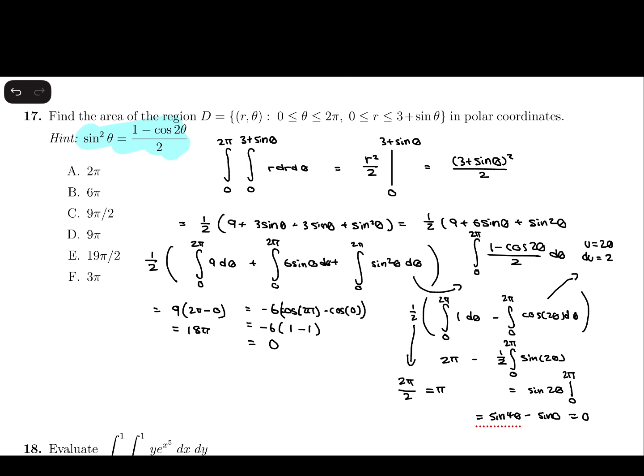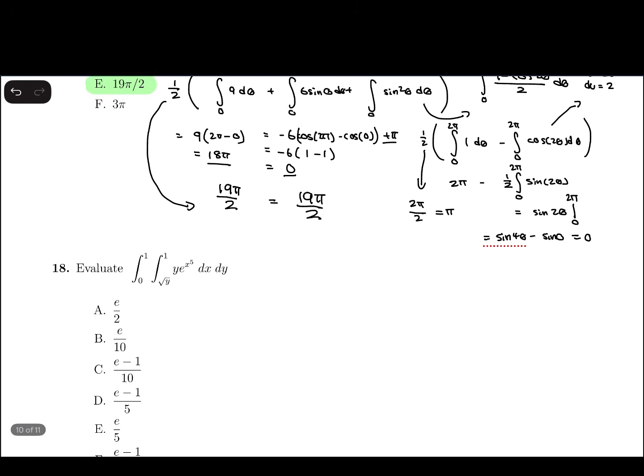So after all this, we get 18 plus 0 plus pi, which gets us 19 pi. And then finally, that 1/2 comes back, and our final answer becomes 19 pi over 2. Wow, this looks like the work of a madman. But in this case, our answer is answer choice E, 19 pi over 2.